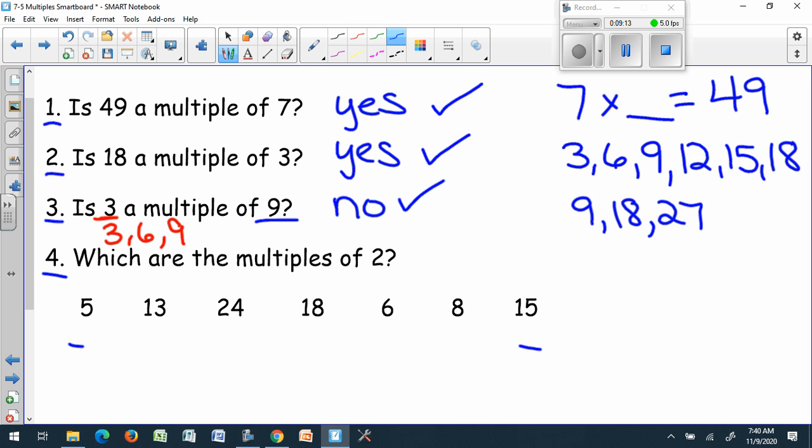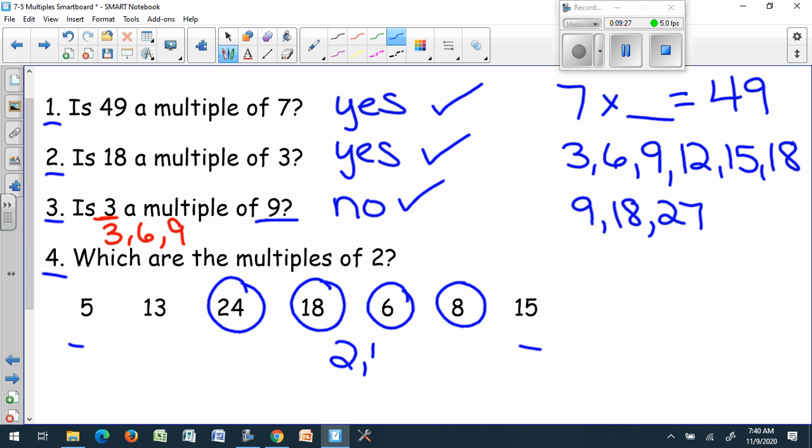And let's take a look at the numbers down here. You should have circled 24, 18, or written down 6, and 8. And I know that because they're all even. So any even number, even if I gave you a number like 2,464, and I said, is that a multiple of 2? You would say yes, because it's an even number. And so that's really easy to figure out. Same thing with multiples of 5.